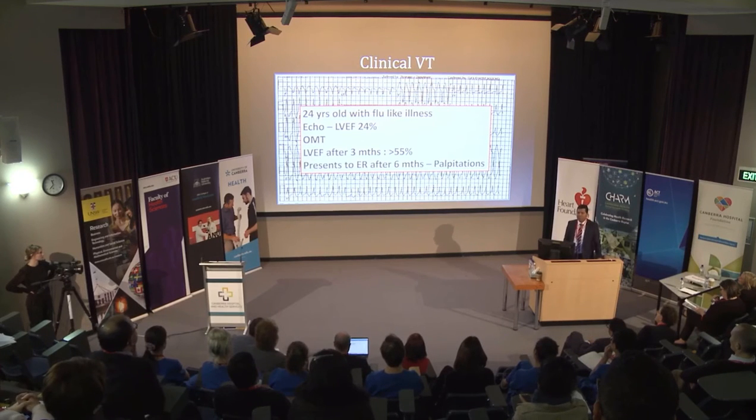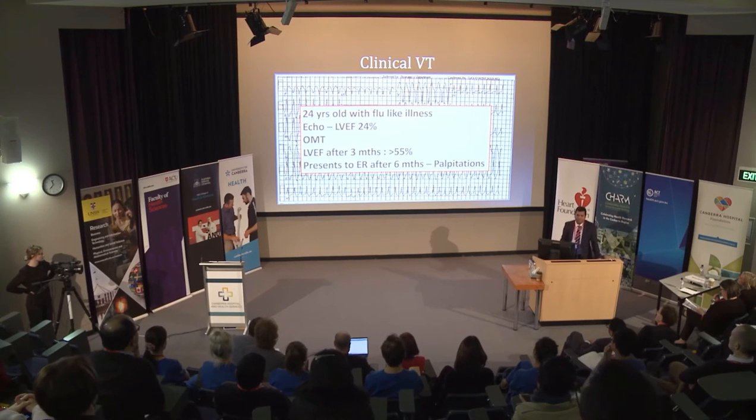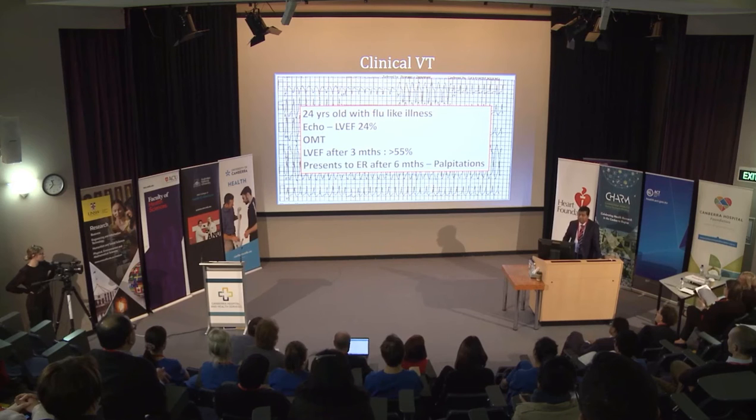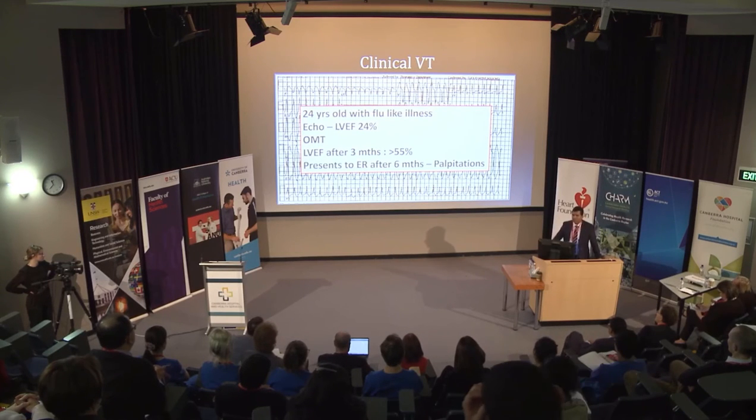This case was recently done. We had a 24-year-old young girl who had flu-like symptoms, who initially presented to the emergency department feeling short of breath. An echocardiogram was done, which showed an EF of 24%. She was started on optimal heart failure medication, and 3 months later, she came back with an ejection fraction of 55%. 6 months later, we were all happy that the LV function had improved.